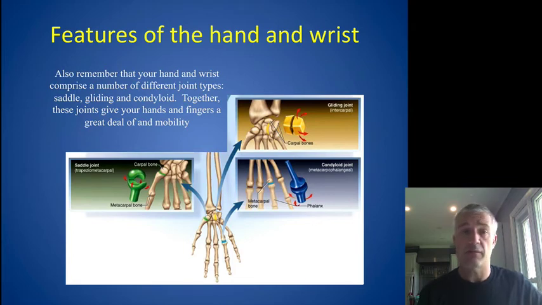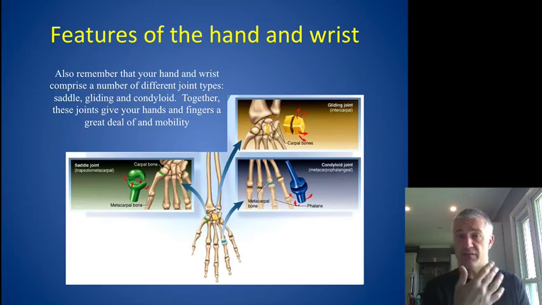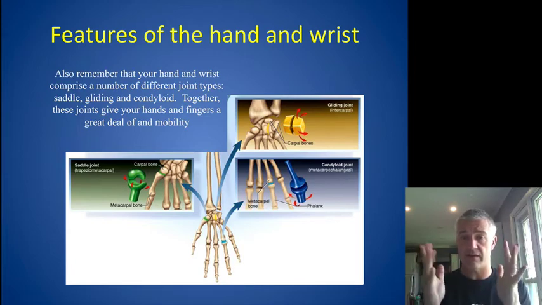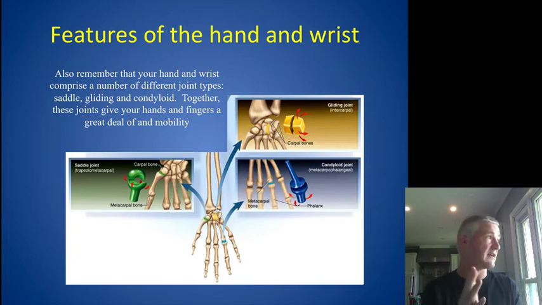And again, you can see a number of different joints within the hand when you're talking about all these little joints here. You have sliding, gliding joints in between all the wrist bones, which allow multiple degrees of movement there. And then you have those saddle joints at the base of the thumb, as well as all those different condyloid joints at the ends of the fingers.